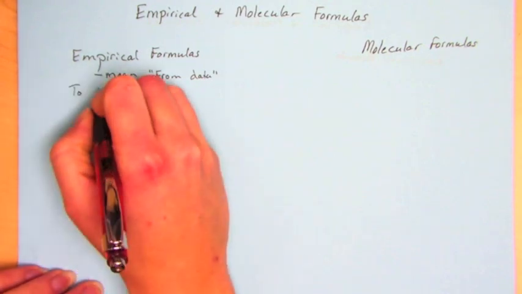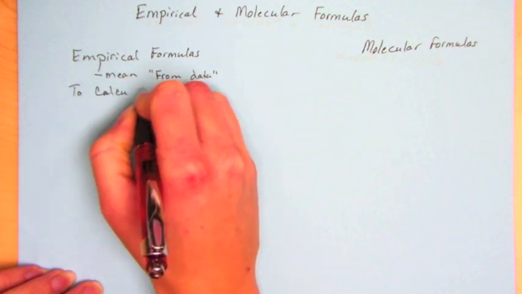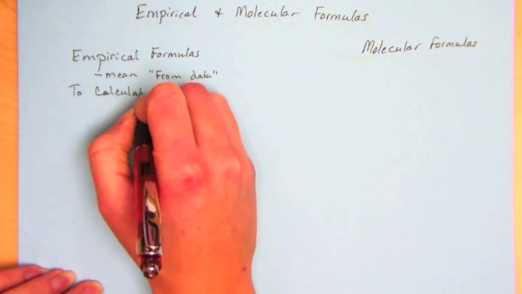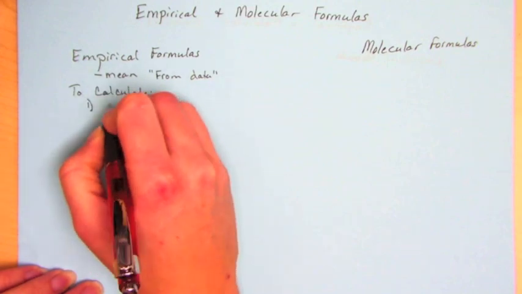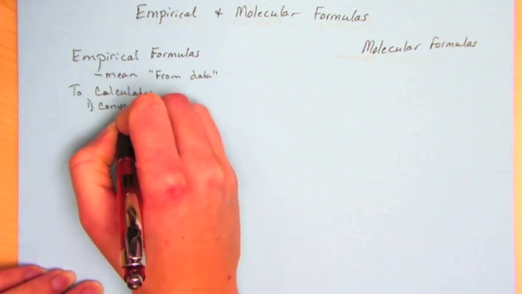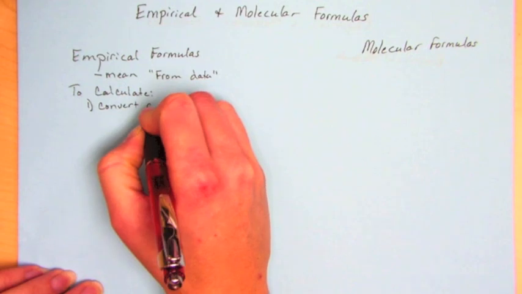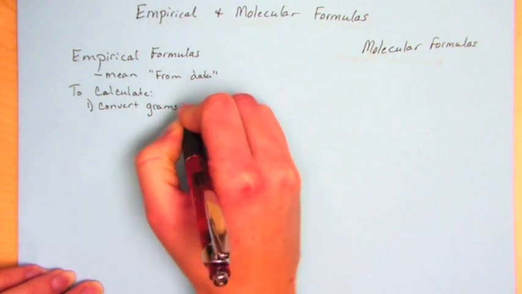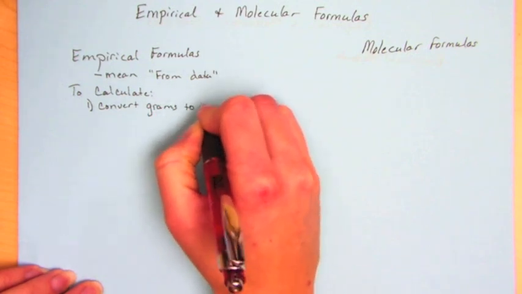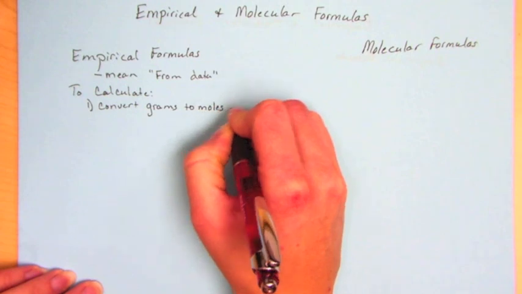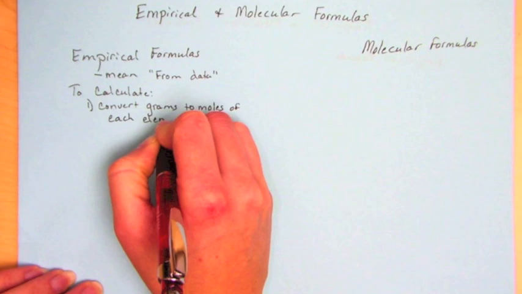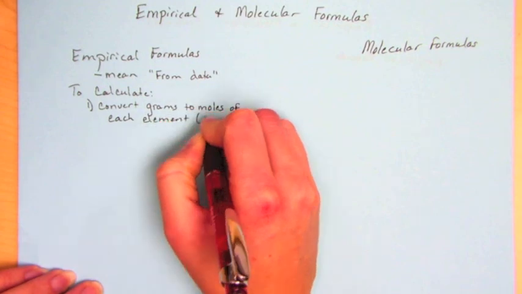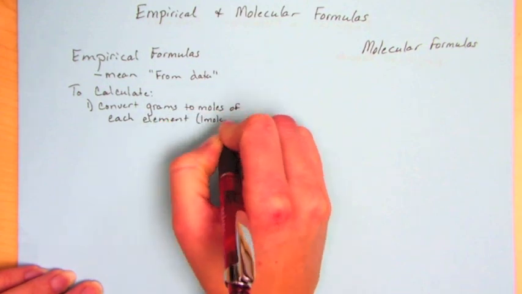To calculate, step 1, convert grams to moles of each element. We're using the 1 mole equals relationship to do that.